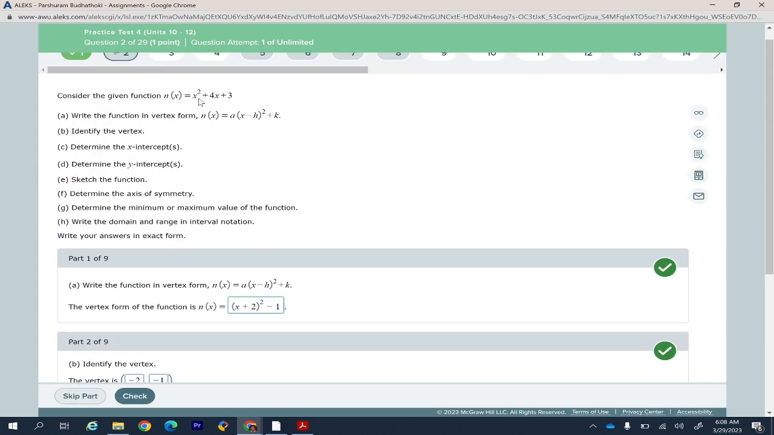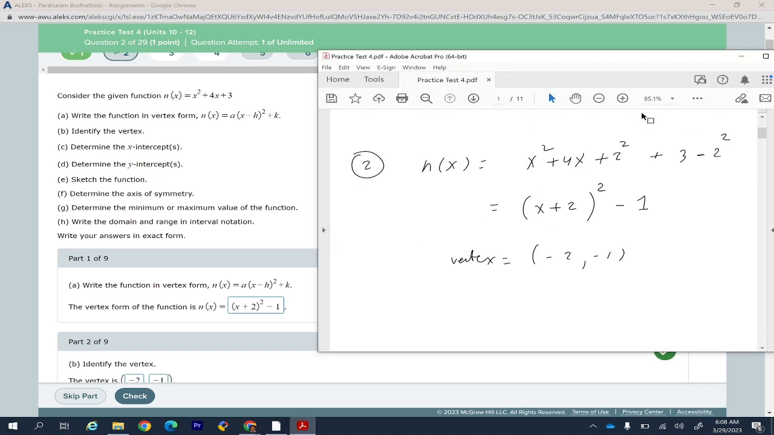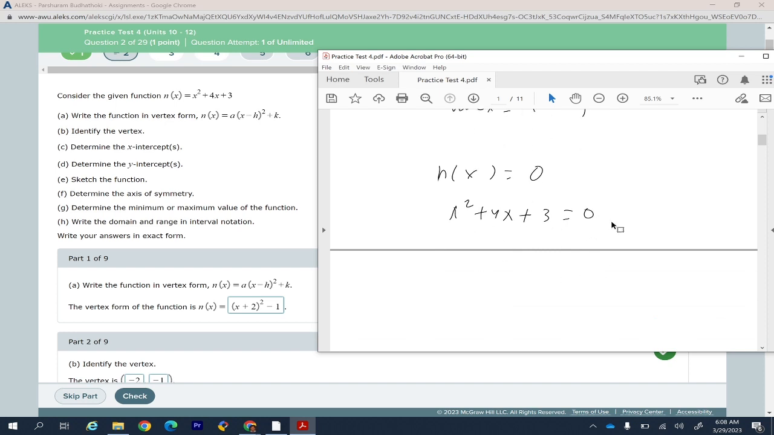The x-intercept means what happens if this function is 0. That's the x-intercept. So if you set this function f of x equal to 0 and solve for x, that will help you find the x-intercept. You can use factoring or the quadratic formula.